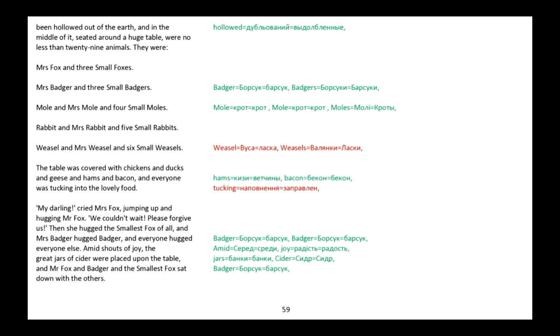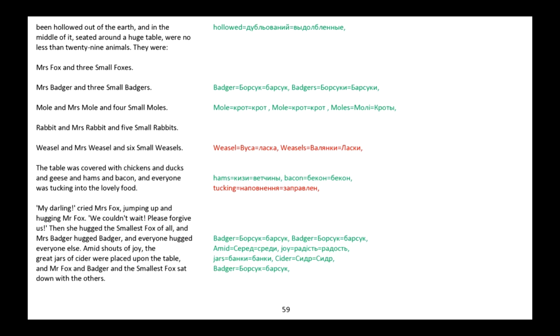They were Mrs. Fox and three small foxes, Mrs. Badger and three small badgers, Mole and Mrs. Mole and four small moles, Rabbit and Mrs. Rabbit and five small rabbits, Weasel and Mrs. Weasel and six small weasels. The table was covered with chickens and ducks and geese and hams and bacon, and everyone was tucking into the lovely food.